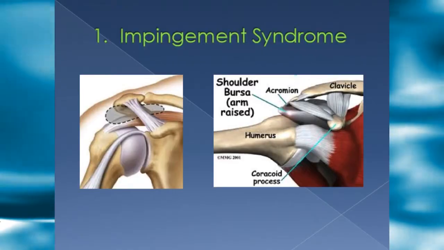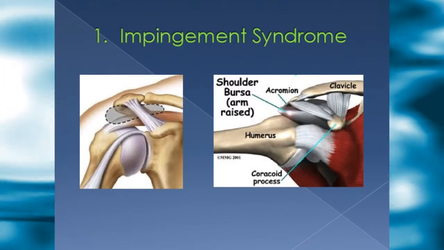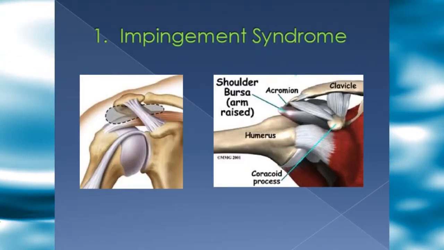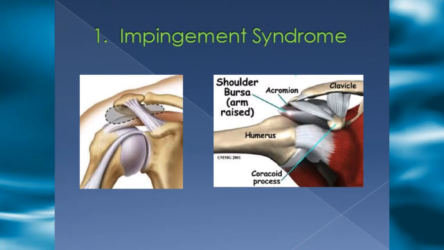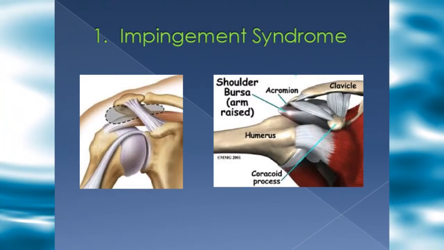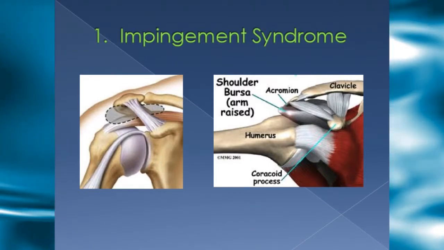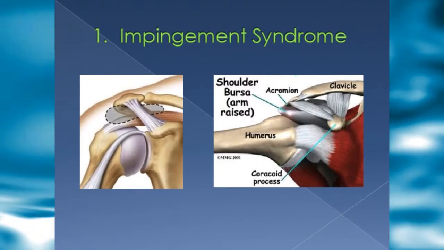And when this bursa sac becomes inflamed, especially as you can see here with the arm raised out to the side or raised in front of you, you can imagine how that bursa sac would become pinched off between the bone below and the bone above. And so this pinching or impingement can result.